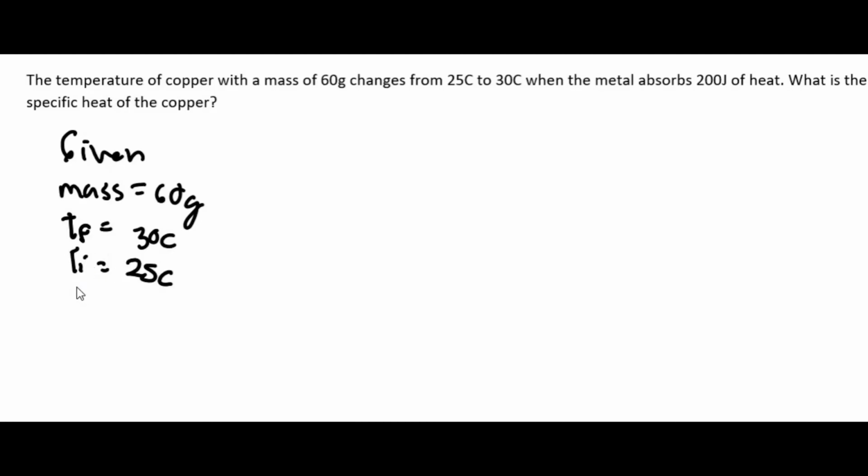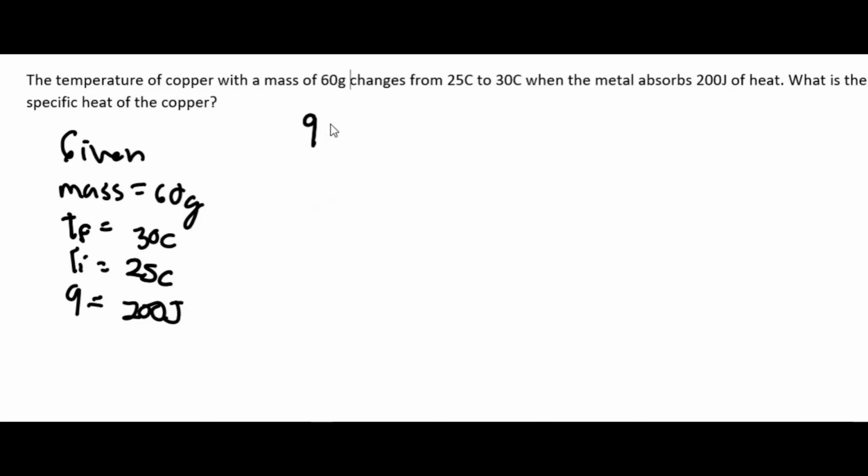So what is given in this problem? We are given the mass. We're also given the initial and final temperature. Mass is 60. Final temperature is 30 degrees. Initial temperature is 25 degrees. And Q, or heat, is 200 joules.